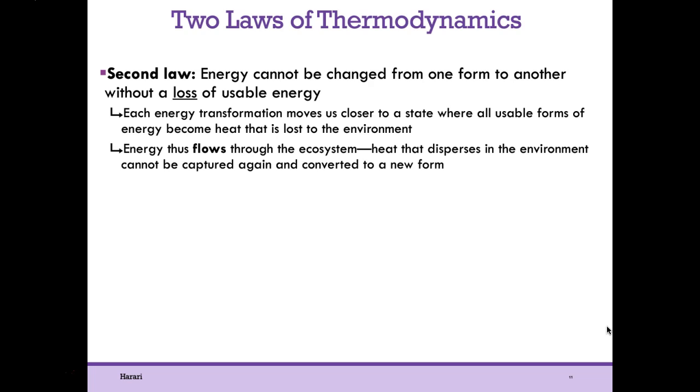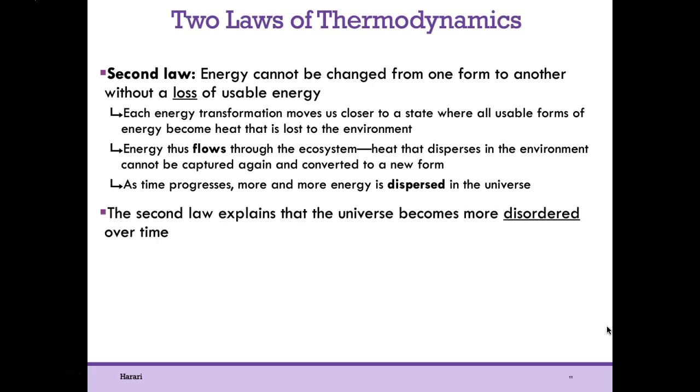So energy thus flows through the ecosystem. It comes from the sun, and then it flows from one organism to the next, and heat disperses in the environment, cannot be captured again and converted. So all energy comes from the sun and flows through the ecosystem. It's not a cycle. So heat continually disperses in the environment over time, right? So as time progresses, more and more energy in the form of heat is dispersed in the universe, okay? And this process is irreversible, right? Cells cannot use energy that has been lost as heat.